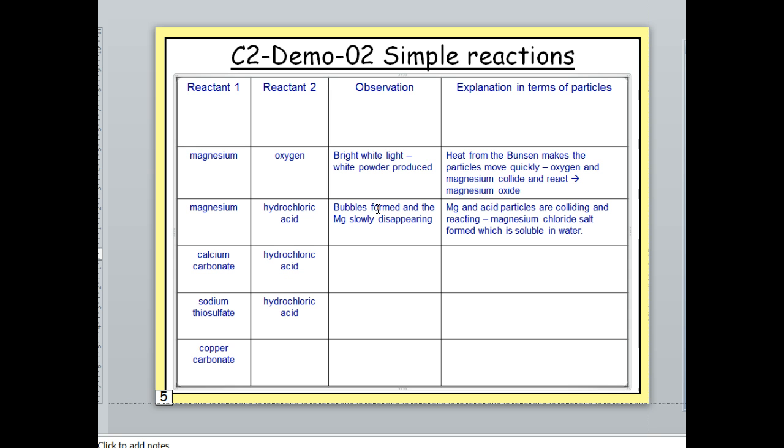The calcium carbonate, this is one you will have seen from C1 chemistry when we looked at the limestone cycle.